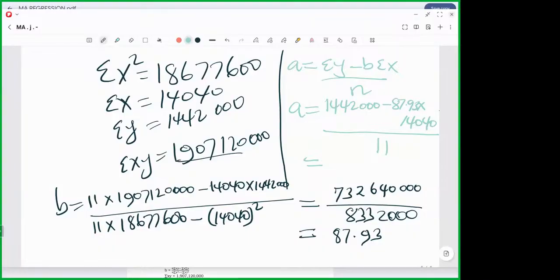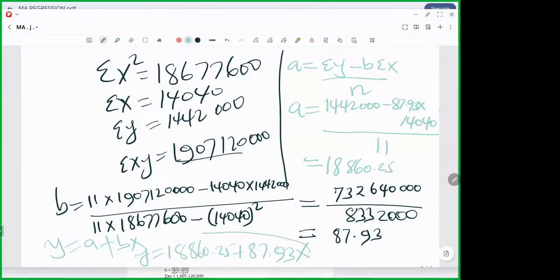So is there anybody who can give me this value of A finally? 18,860.25. And therefore, the regression equation, which is y equals a plus bx, y would be equal to 18,860.25 plus 87.93x like that. That is it.